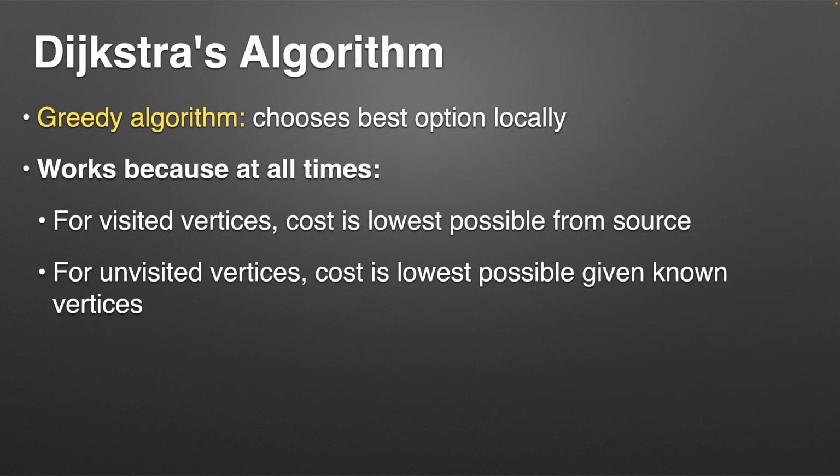Okay, so Dijkstra's algorithm is a greedy algorithm. It always chooses the best option locally, but it does produce the optimal result, and the reason is because at any time in its execution, these two things hold true for either visited or unvisited vertices. It keeps the path cost the lowest possible. And so because of that, it does give us an optimal result, which is not always the case with a greedy algorithm. It is the case with Dijkstra's algorithm.